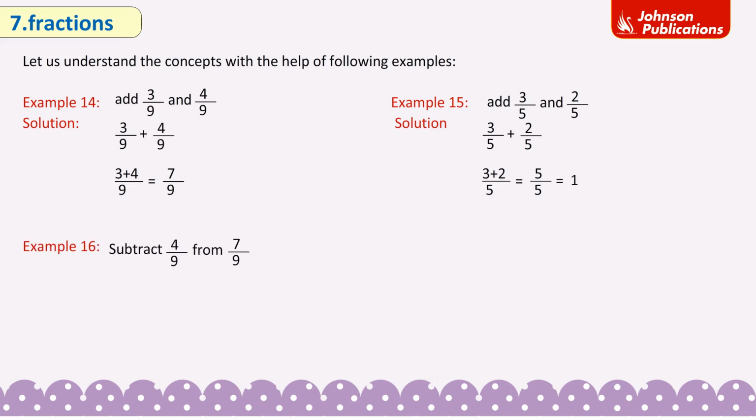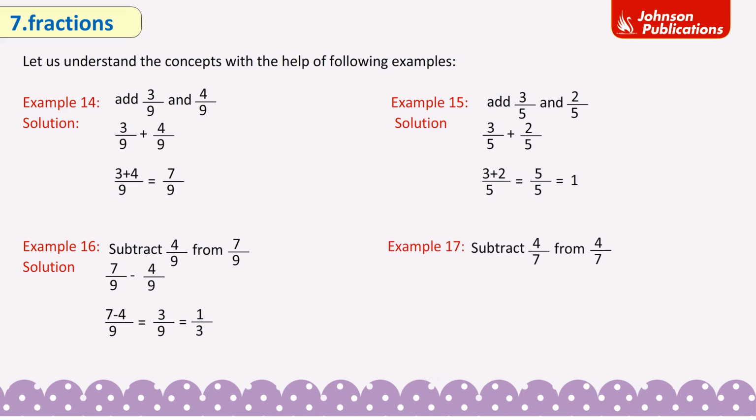Example 16. Subtract 4 by 9 from 7 by 9. Solution. 7 by 9 minus 4 by 9 is equal to 7 minus 4 by 9, which is equal to 3 by 9. Example 17. Subtract 4 by 7 from 4 by 7. Solution. 4 by 7 minus 4 by 7 is equal to 4 minus 4 by 7, which is equal to 0 by 7, which is equal to 0.